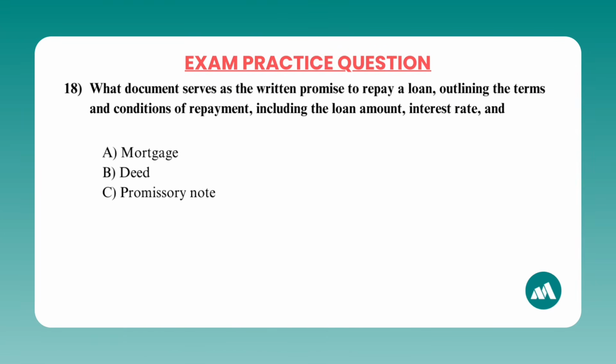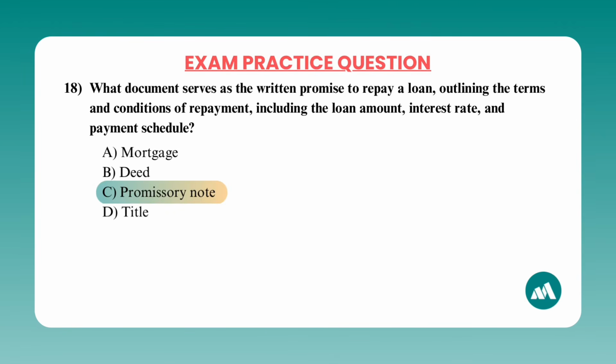Number 18. What document serves as the written promise to repay a loan, outlining the terms and conditions of repayment, including the loan amount, interest rate, and payment schedule? Is it A, mortgage, B, deed, C, promissory note, or D, title?